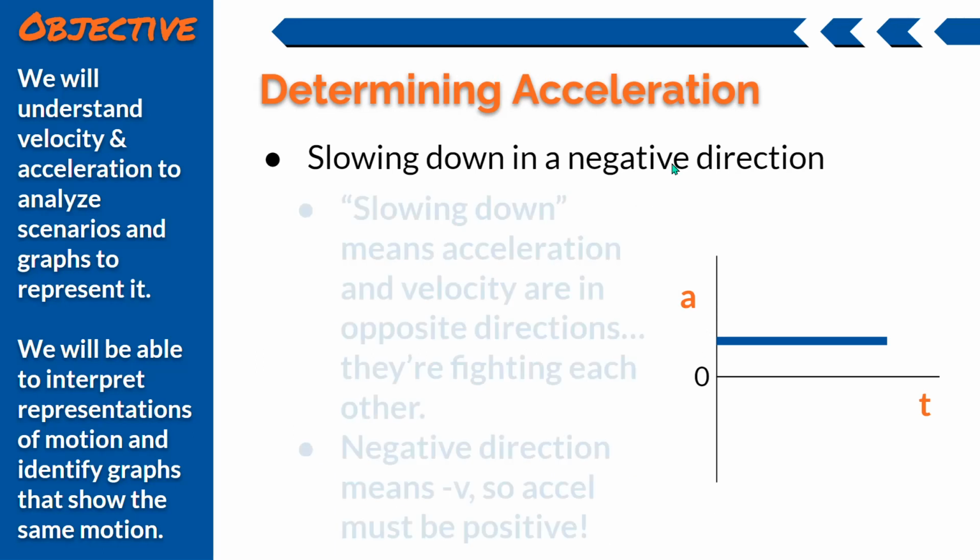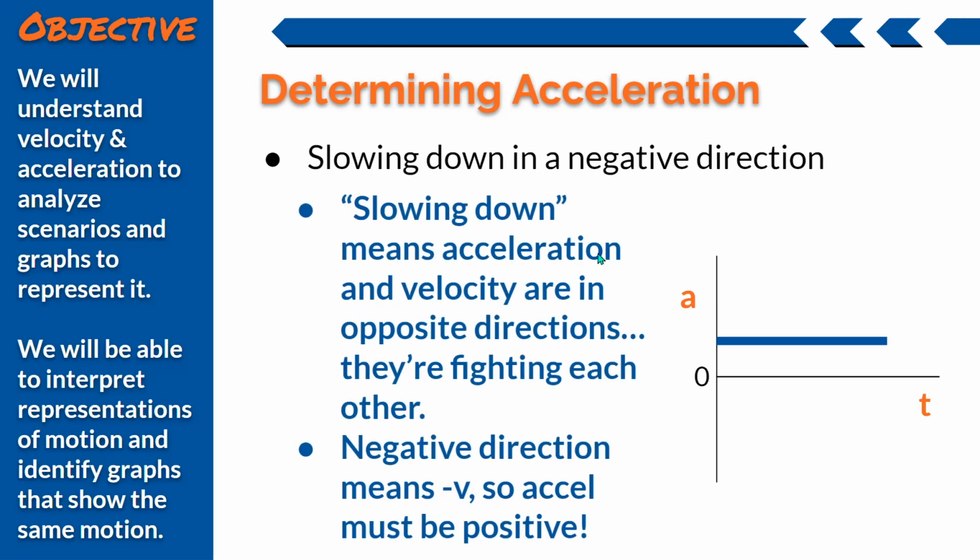Okay, again, slowing down means acceleration and velocity are in opposite directions. They're working against each other. Negative direction means negative velocity, so if I say that you're slowing down in a negative direction, you know your acceleration has to be positive because slowing down means they're opposite. That's negative, this is positive. I know I'm going through this really quickly. Okay, y'all can go back through the slides more if you want.